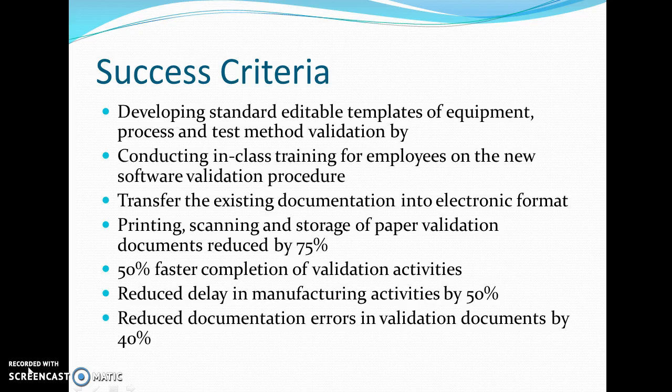How will we define our success criteria? Firstly, achieving our project objectives, and then printing and scanning and the storage of paper documents will be reduced by 75%. That is what we are hoping. 50% faster completion of validation activities. This will be a huge achievement if we can complete our validation activities in half the time that we currently take. Reduced delay in the manufacturing activities, and reduce documentation errors by 40%.